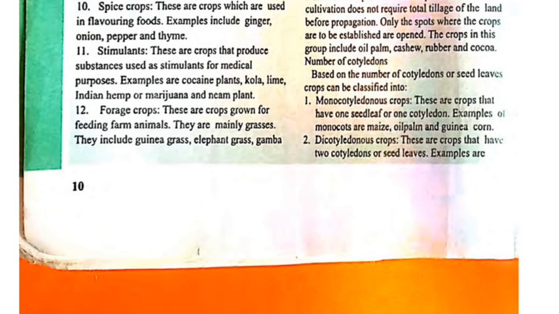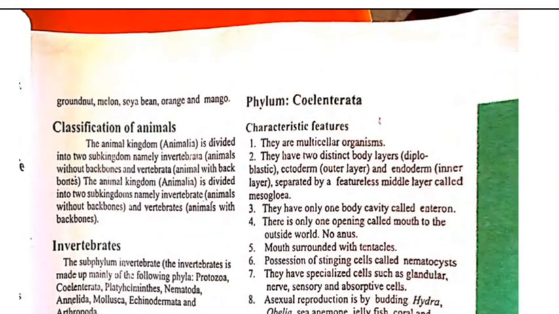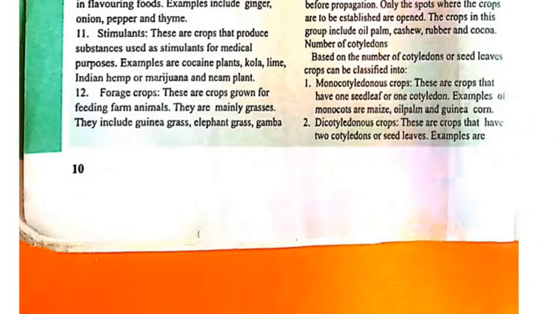Now, based on the number of cotyledons, this is the last criteria. Cotyledons are seed leaves. Crops can be classified into monocotyledonous and dicotyledonous. So, monocotyledons are crops that have one seed leaf or one cotyledon. Examples of monocots are maize, oil palm, guinea corn. Dicotyledons are those crops that have 2 cotyledons or seed leaves. Examples are groundnut, melon, soybean, orange, and mango. So now you would just want to observe that most monocots include cereals, dicots include legumes. That's just what you could use in case you are being stranded with giving out examples of monocots and dicots.